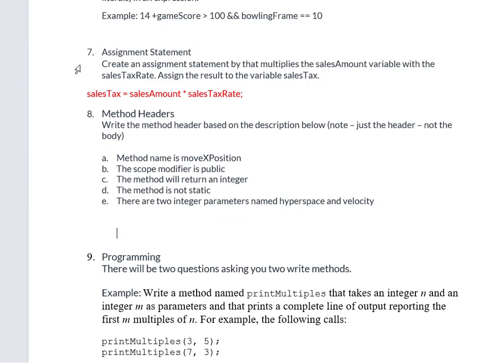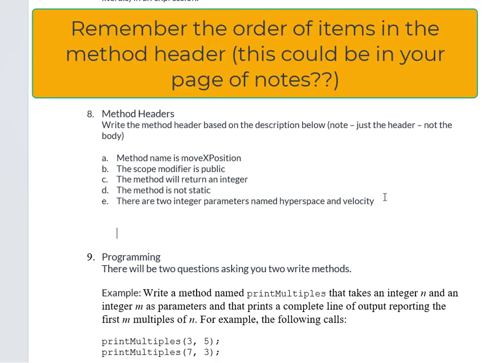You've had a couple of assignments where I've asked you to do the method headers with the values I've given you. You will normally start with the scope modifier, which is, in this case, public. In D, I say that it is not static. If I said it was static, you need to write static next. If it's not static, ignore it. So when you don't write the word static, we assume it's not static.